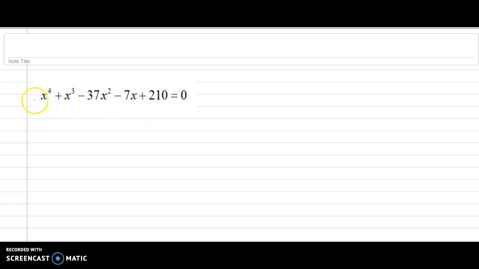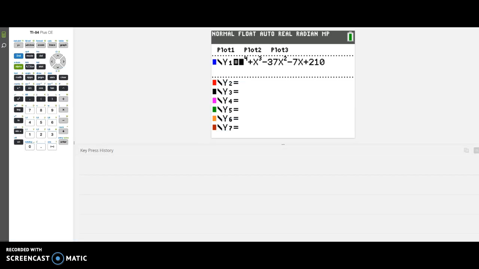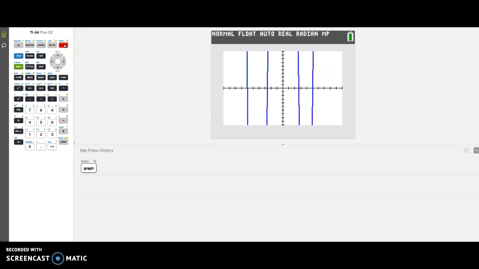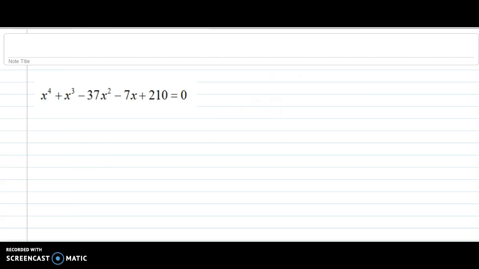So what I'm going to do is enter this equation into my graphing calculator as y equals. So I have y equals x to the fourth plus x cubed minus 37x squared minus 7x plus 210. If I hit the graph button, here's what the graph looks like, at least part of it. And if I go back to the equation itself, this equation is equal to 0. If I think about y being equal to 0 being equal to that, then anywhere that that graph has a y value equal to 0 would be a solution.